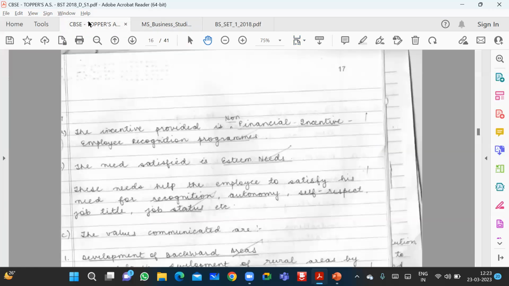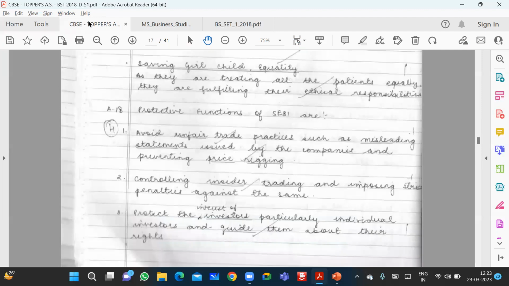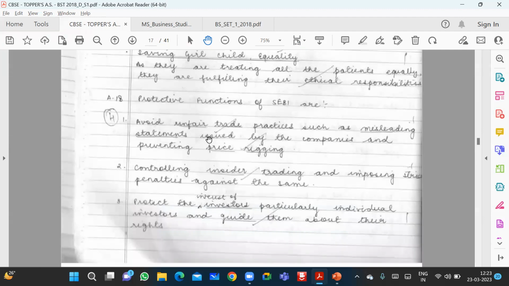Let's see how the answer has been written by the topper. Here you can see the topper has given the 4 functions, and the student has not written the heading, but the heading has been highlighted. So if you highlight the heading, it will also be acceptable, but it is always suggested that you first write the heading and then explain. So half mark for heading and half mark for explanation, into 4 marks, or otherwise 1 mark for 1 point by highlighting the keywords, into 4 marks.